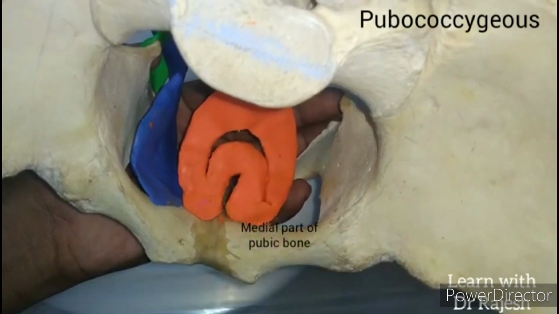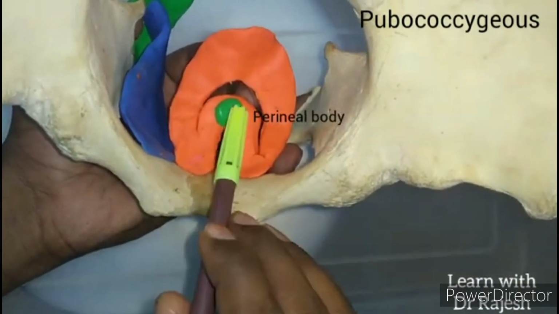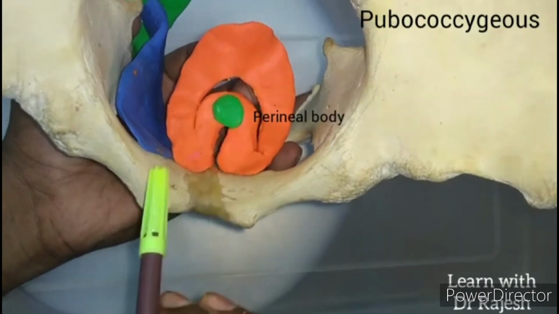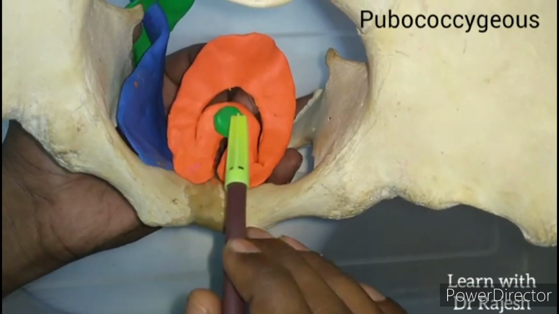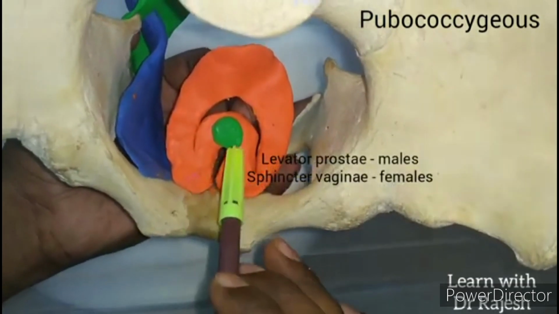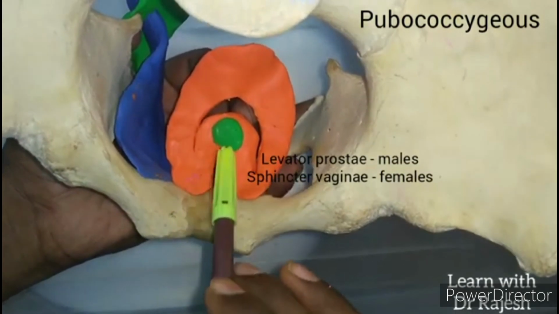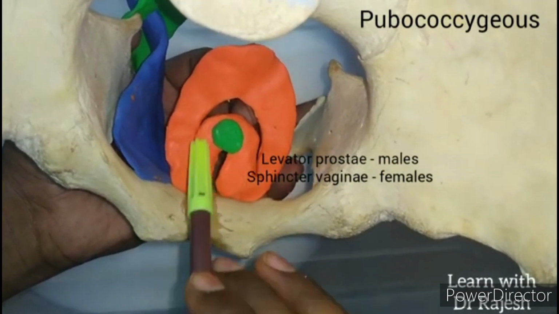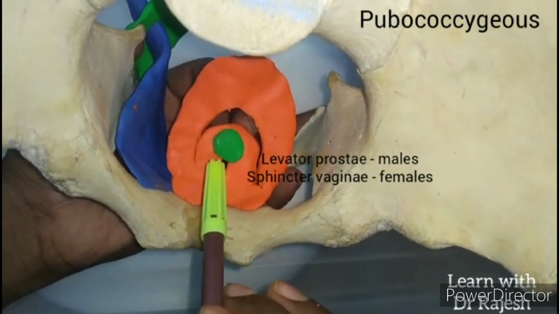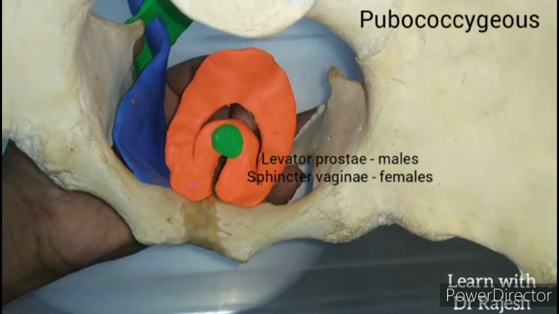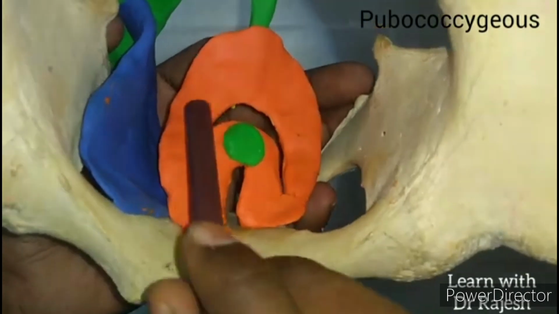Apart from them, you can also see the middle part of the anterior one, where the perineal body is present. In between, the cleft just before the perineal body lies the levator prostatae in males, and in females it is called the sphincter vaginae. If it is a male case, we see the prostate gland present; if it is a female case, we see the vagina. Basing on that, the names were given as levator prostatae and sphincter vaginae, right?